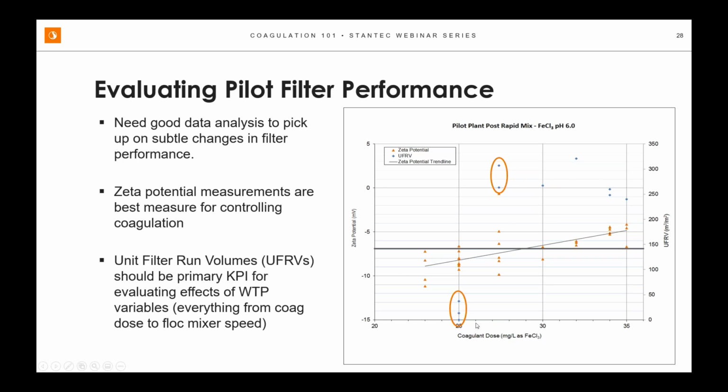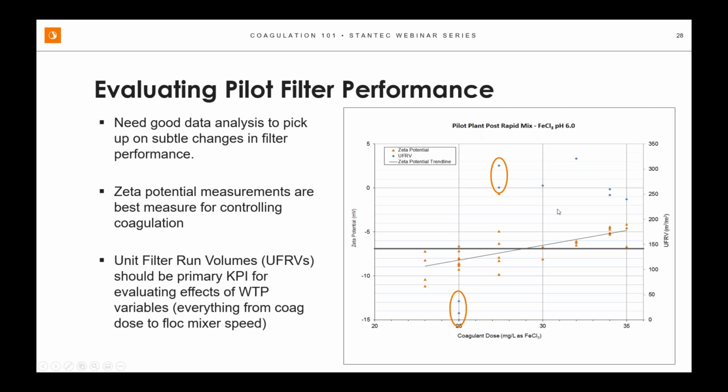But if we drop that down by just a couple milligrams per liter down to 25, filter performance went completely bad. We couldn't get these filters to ripen with just 2 or so milligrams per liter. And you can see there's a lot of scatter in the zeta potential data over all these tests. But we sort of said, okay, if you want to be above -7 for this particular plant, if you can control your coagulation to that, you'll stay out of the danger zone.